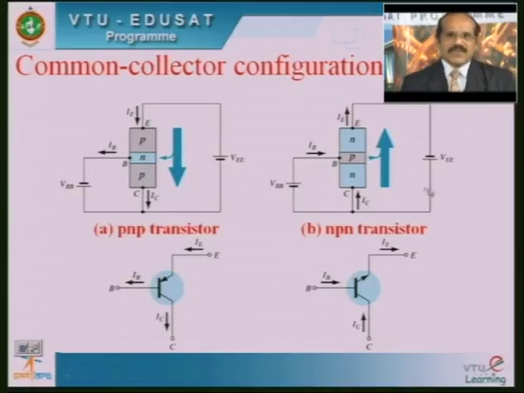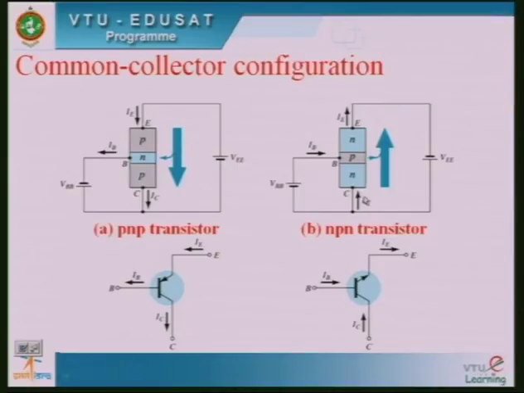Similarly, in case of NPN, you can see that we have an NPN layer there, with 3 terminals, that is emitter, base, and collector here. And since it is a common collector configuration, the collector acts as the common between the input, that is the base, and the output, the emitter here. So you can see that the collector is shared between the input as well as the output here.